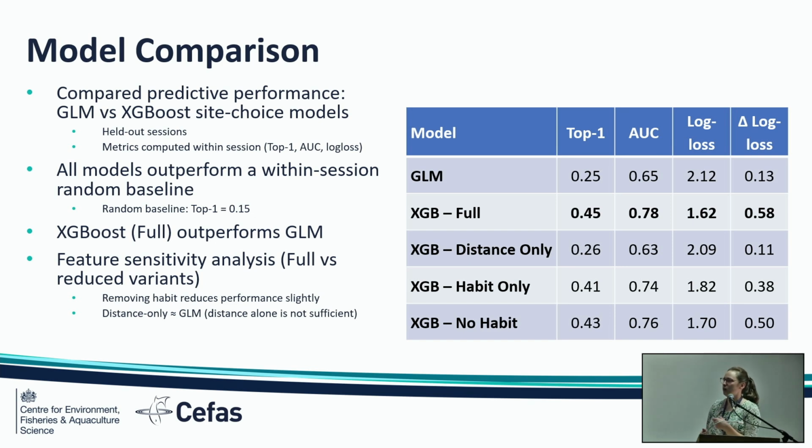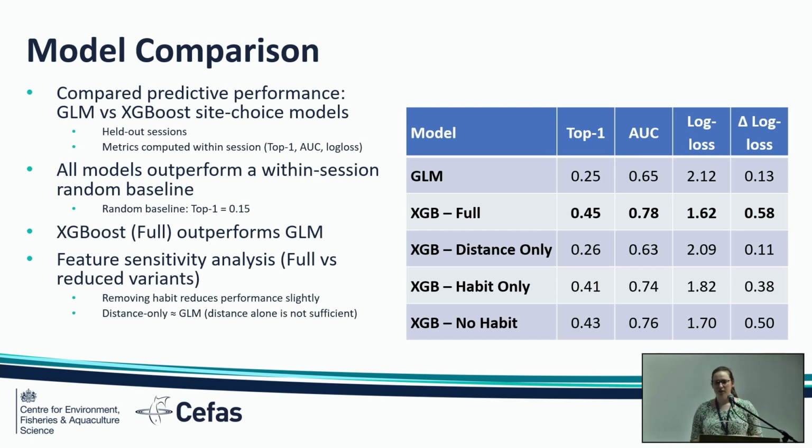And all of our models outperformed the random baseline, which for the top one was 0.15, so they all outperformed that. And the XGBoost outperformed the GLMs quite significantly, so the hit rate of the XGBoost was 0.45, so 45% of the time it got the answer exact, and the GLMs was only 25% of the time.